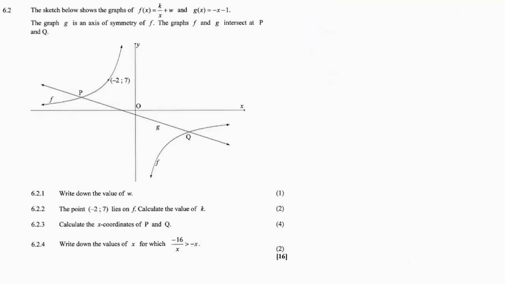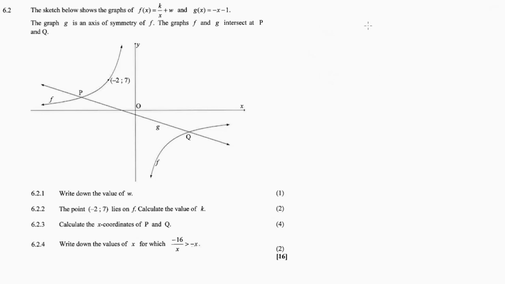Alright, now 6.2: the graph below shows the graphs of f of x and g of x. f of x is a hyperbola, and g of x is a straight line. The graph g is an axis of symmetry of f. Now, what do they mean by g is an axis of symmetry of f? Because I'm showing a hyperbolic function.